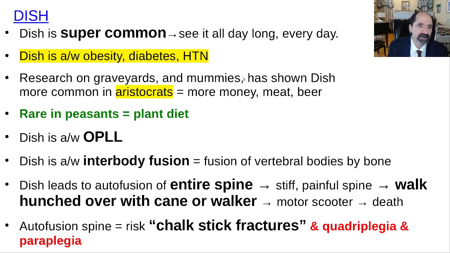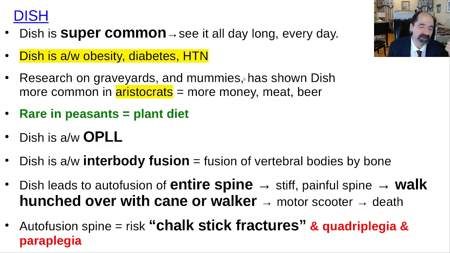Okay, so like I was saying, DISH is super common. It has an increased association with obesity, diabetes, hypertension, and a high-fat diet. They've done research on graveyards in Europe, where they had to dig up a bunch of graveyards for construction purposes. They looked at the bodies, and in the bodies where aristocrats were buried, rich people who could afford to eat meat on a routine basis and drink beer in large quantities daily, they had tons of DISH, all right? But where the poor people are, the peasants eating turnips and stuff, there was almost hardly any DISH.